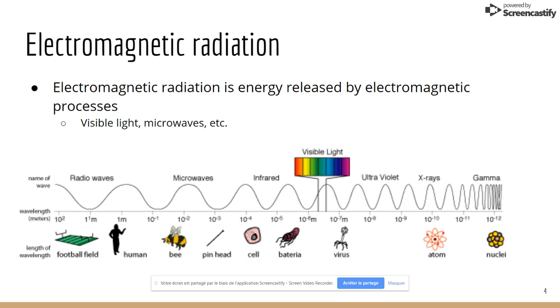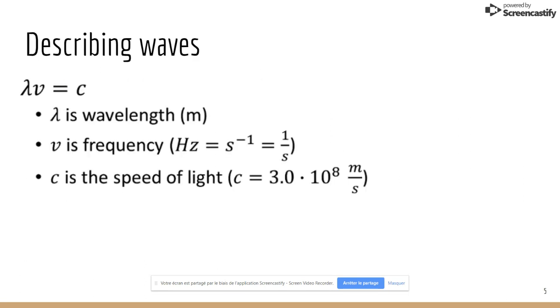So now that we've discussed waves, we're going to talk about a specific type of wave, which is electromagnetic radiation, which is just energy released by electromagnetic processes. The way I think about it is electromagnetic radiation encapsulates any wave that is traveling at the speed of light. So that includes, but is not limited to, visible light. It also includes microwaves, infrared radiation, ultraviolet, all that stuff. Pause here.